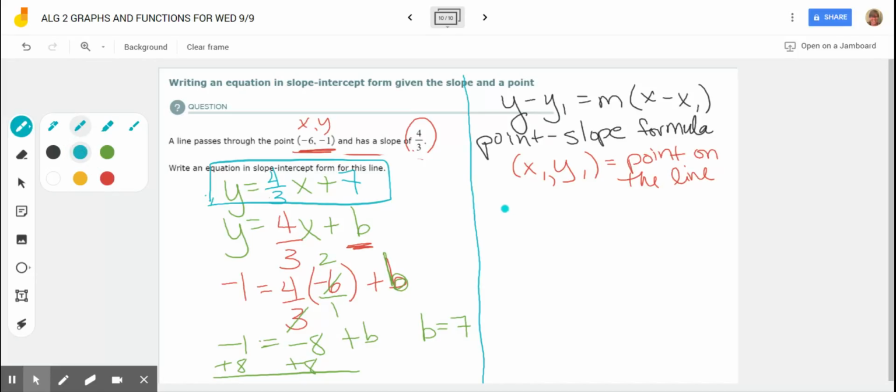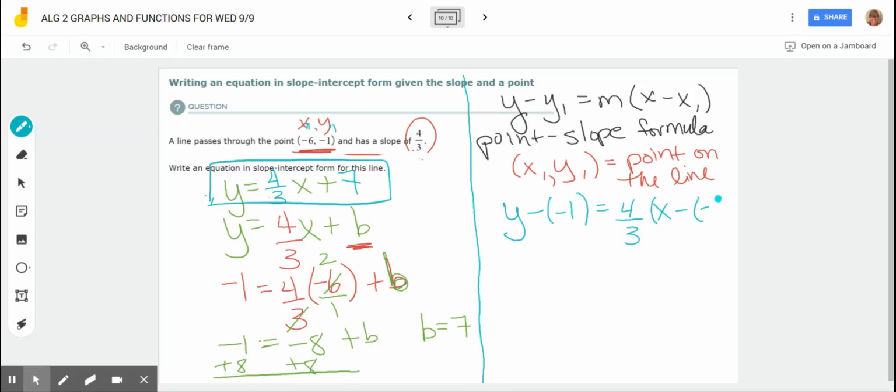It's really simple. You go y minus y1. What was the y1 they gave us? Now we'll just add a little 1 there. x1, y1 for this side. -1 is equal to slope 4/3 times x minus x1, which is -6. And notice the minus is the minus. It's not attached to the number. Don't do that. All right, here we go. So negative of a negative becomes positive.